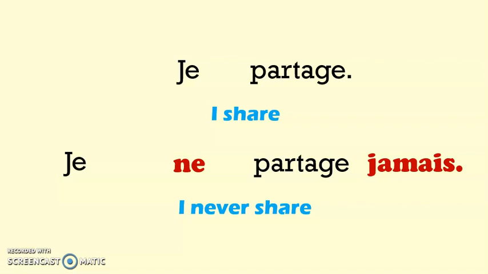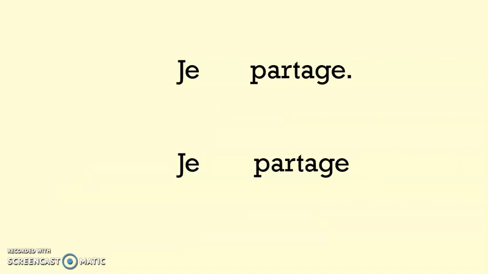Je ne partage jamais. Ne pas means not. Ne jamais, around the verb, means never. Je ne partage jamais. I never share. Are there more? Well, of course. We'll move on. There again, we've got je partage, I share. All right. What new negative will we come up with? Okay, we're going to move our je over to make way for the ne. You guessed it. And now what?